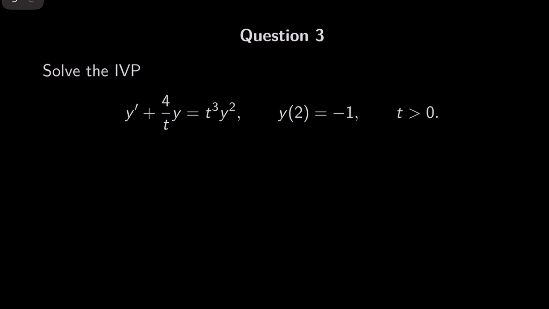With our third question on Bernoulli's equation, we are to solve the IVP y prime plus 4 over t times y is equal to t cubed y squared. Then the initial condition is y of 2 is equal to minus 1 and t should be greater than 0.